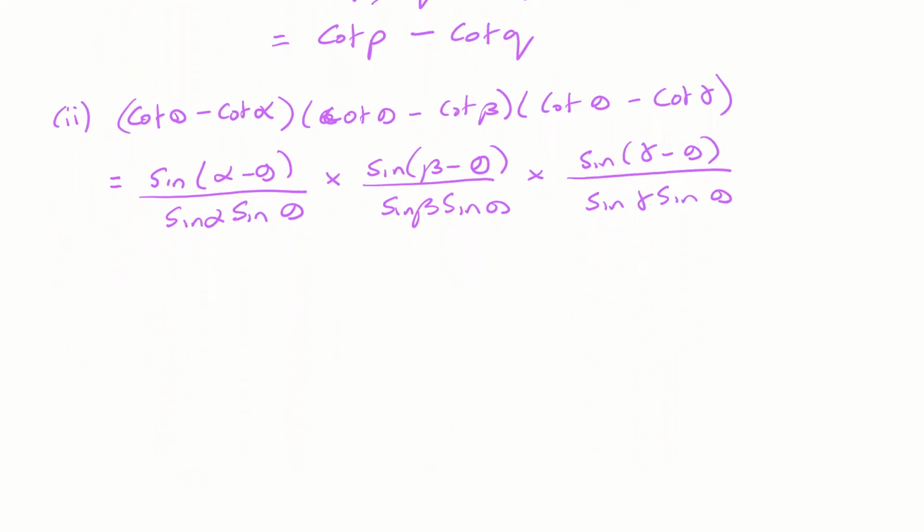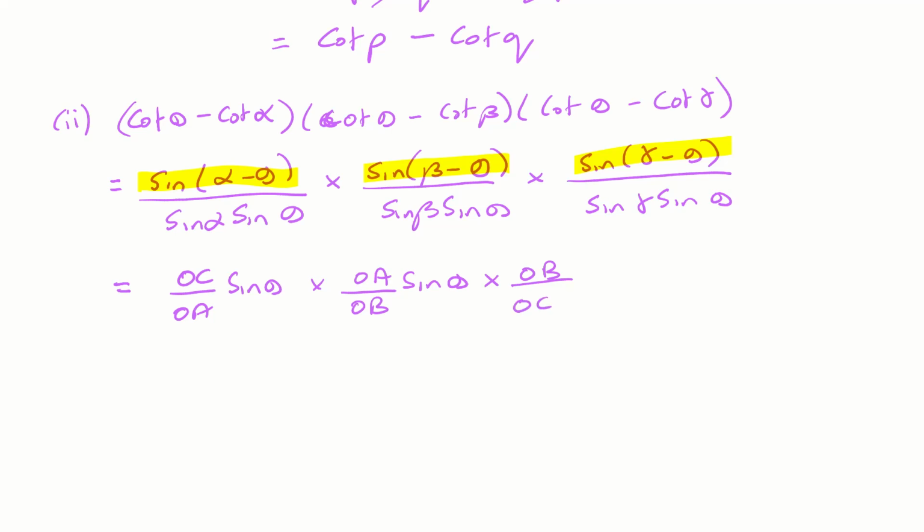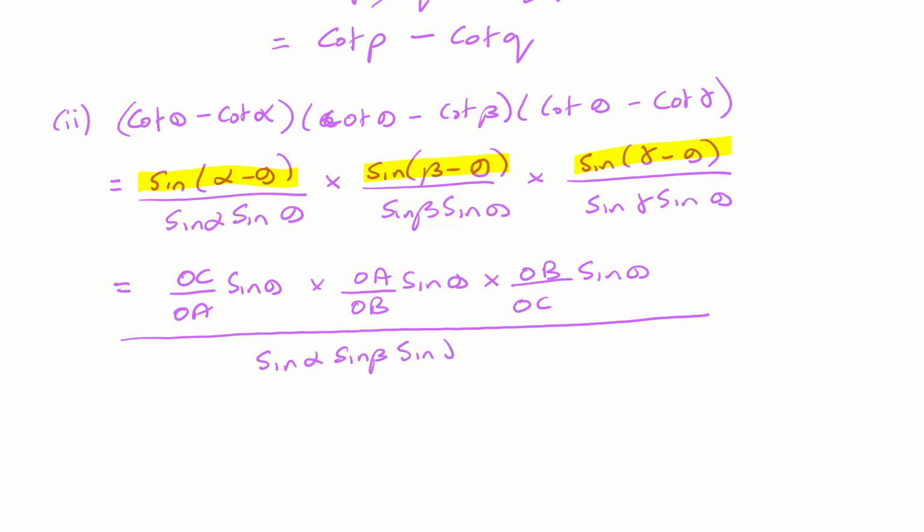Now, if we go back to identities all the way back at the beginning of the question, we can replace these sines. We can say OC over OA sine theta times OA over OB sine theta times OB over OC sine theta, all over sine alpha sine beta sine gamma sine cubed theta.